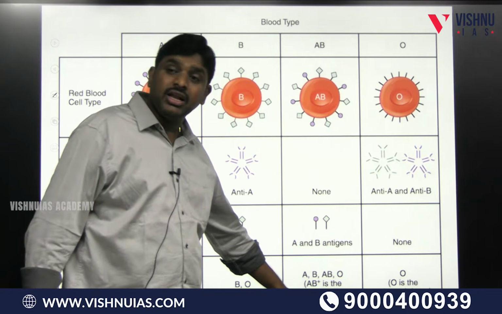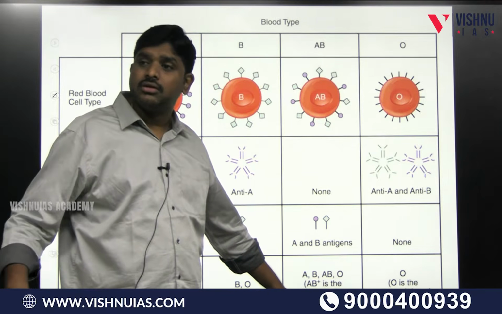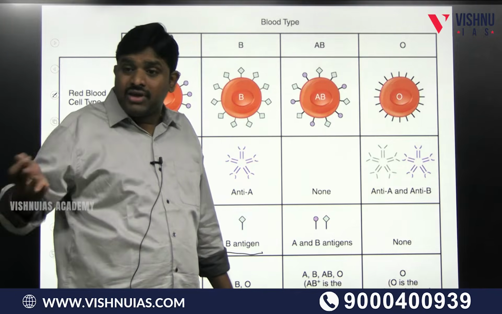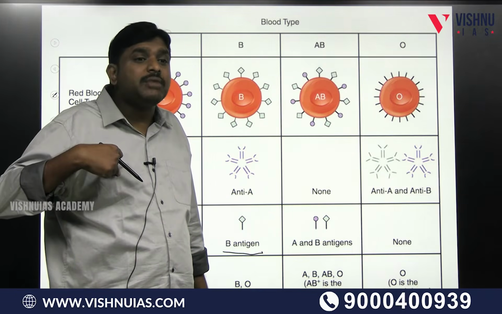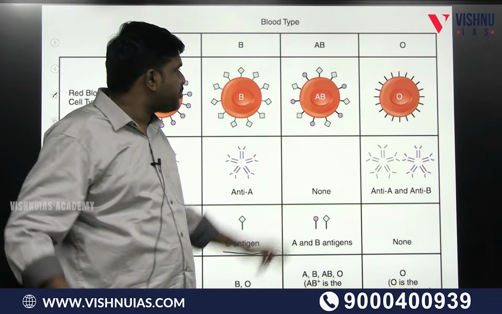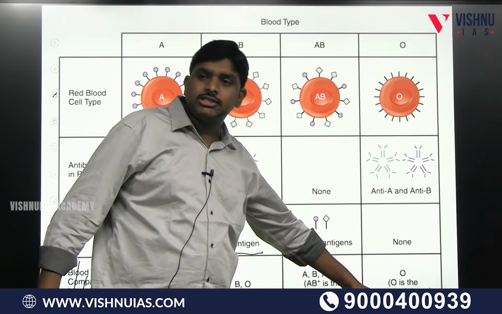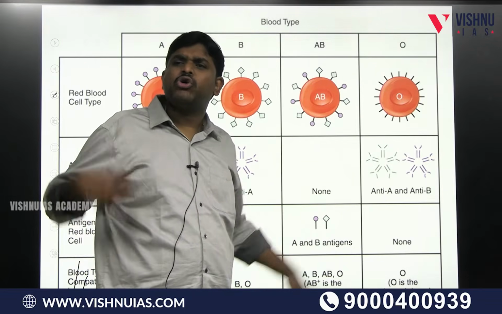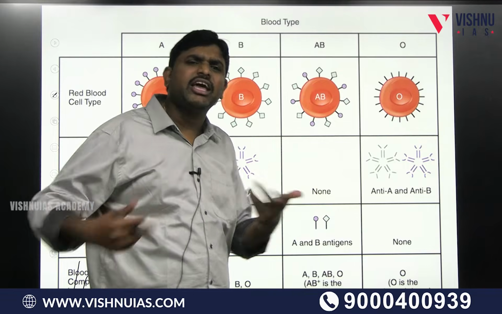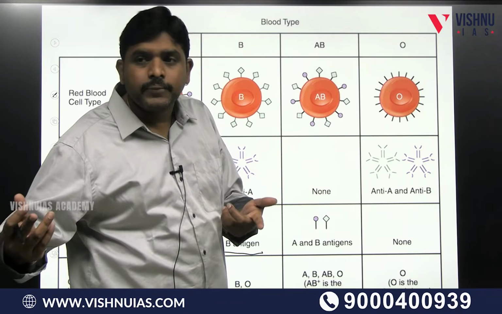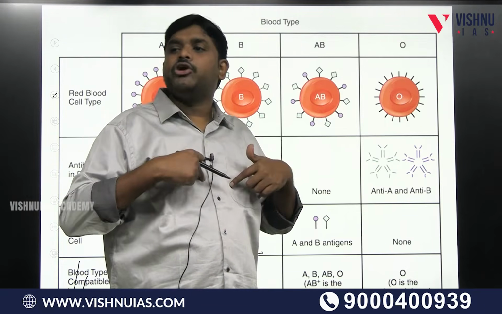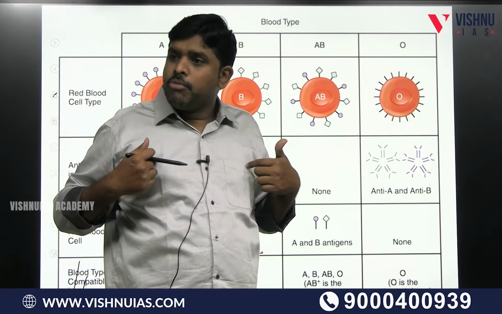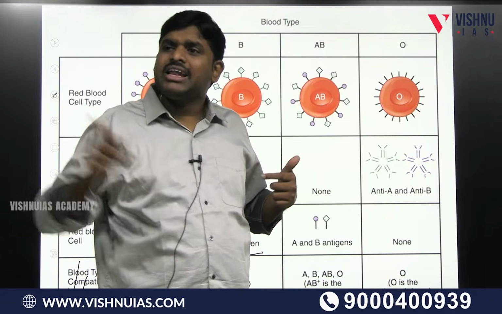AB positive is a universal recipient. Why? Because I have both. So I can receive. I am not giving. I can receive, so AB is called as universal recipient. O is called as donor. Why? Because I do not have any antigen. When I do not have any antigen, I can go anywhere. When I have both, anyone can come into me. Why? Because I have both. When I have both, I am compatible with anyone.